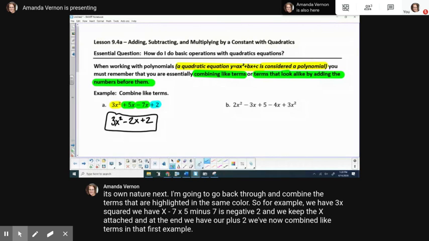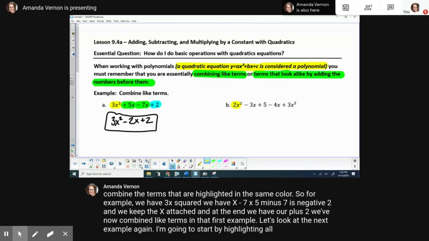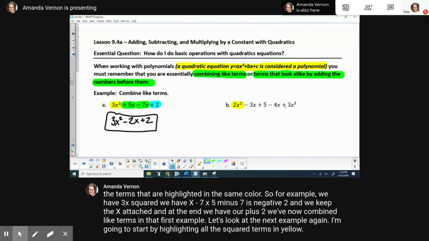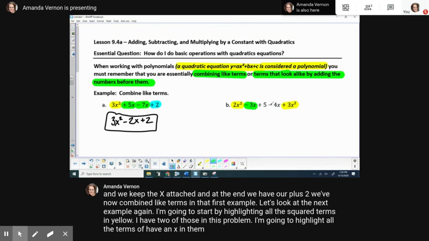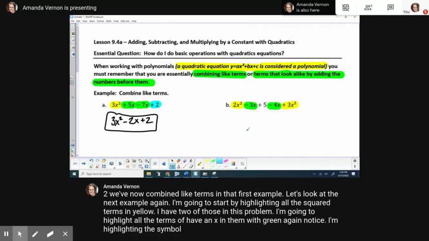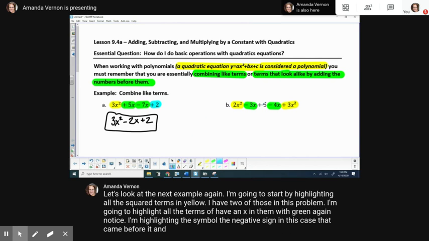Let's look at the next example. Again, I'm going to start by highlighting all the squared terms in yellow. I have 2 of those in this problem. I'm going to highlight all the terms that have an x in them with green. Again, notice I'm highlighting the symbol, the negative sign in this case, that came before it. And any term that has just a number, I'm going to highlight that in blue.